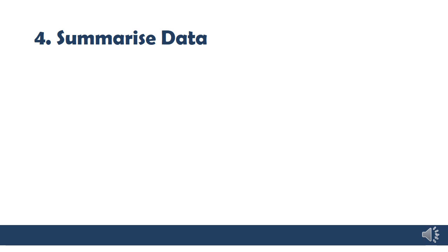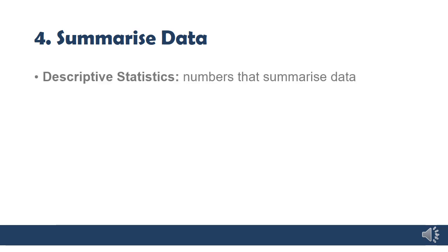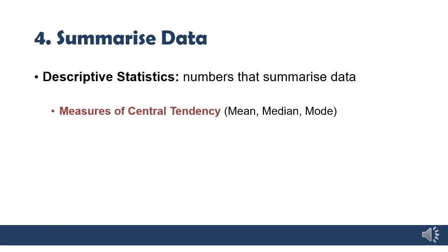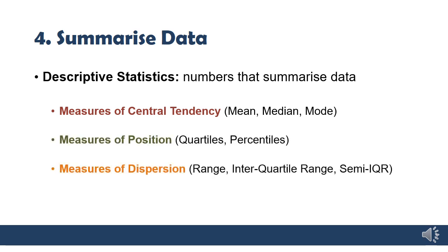We use different measures to summarize data. So numbers that you're familiar with, measures of central tendency, mean, median, mode, we'll talk about today. But in future lessons, we'll also talk about measures of position and of dispersion. And all of these can help to paint a picture of what's happening in the data set.